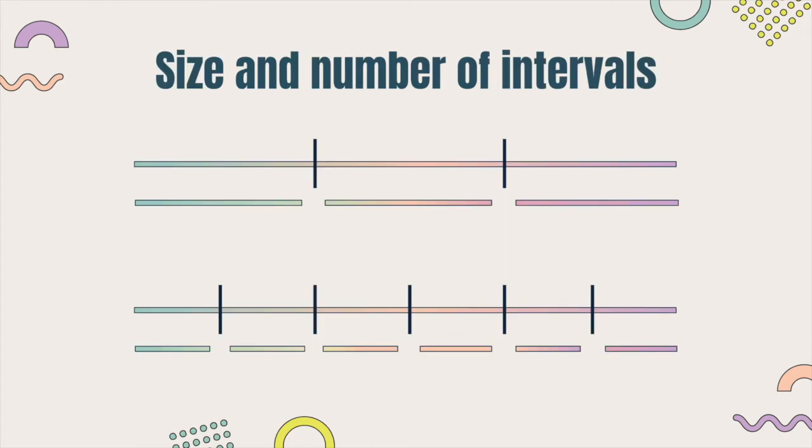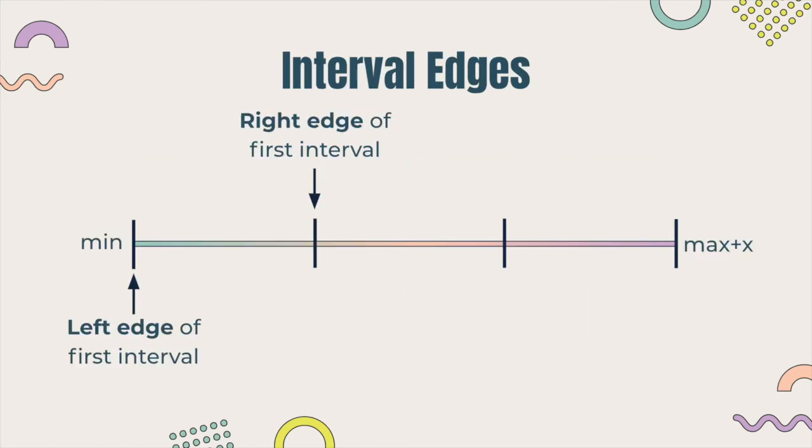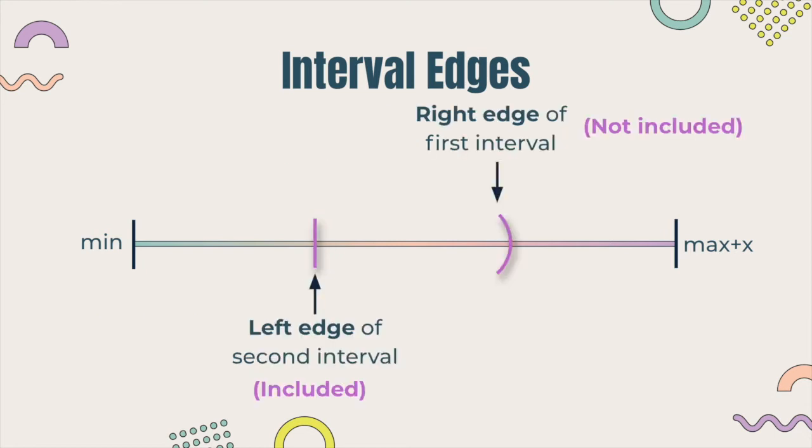When we talk about even intervals, it is clear that the number and size of intervals are related. The greater the size of the bin, the fewer bins fit in the range. Interval edges are the lowest and highest value that is included in an interval. It is important to note that the left edge of each interval is included, while the right edge is not.